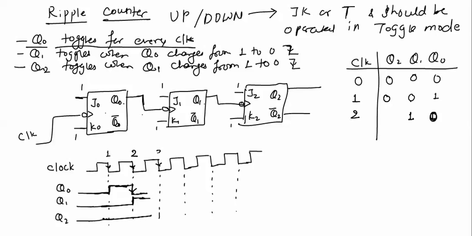Now the third clock pulse. We know that Q0 toggles for every clock pulse, it will be again changed from 0 to 1. If it is changed from 0 to 1, there is positive edge. For positive edge, this flip flop will not be toggled and its output will be in previous state, while the third flip flop will have its output in the previous state.